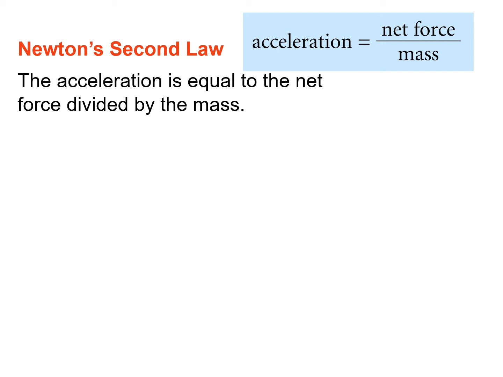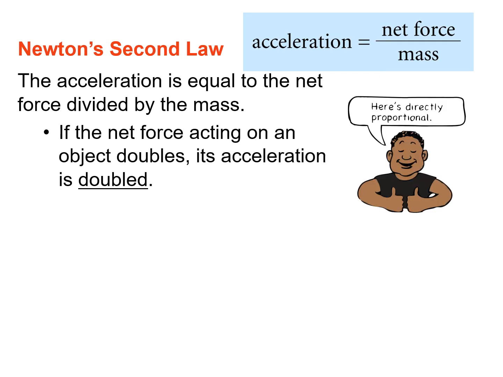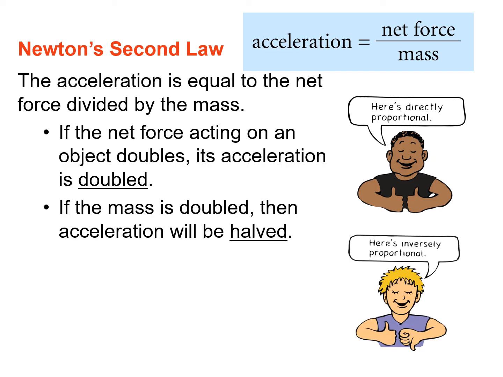This is an equation that represents Newton's second law of motion. It can tell us, for any 2 of those variables, we can find out what the third is. If you look at that equation, since the constant is simply 1, you can predict things like if the net force doubles, then the acceleration doubles, because they are directly proportional. If the mass is doubled, the acceleration will be halved, because they are inversely related.